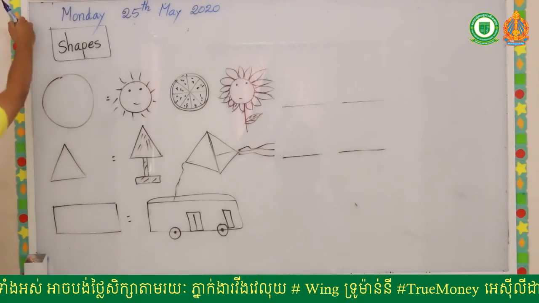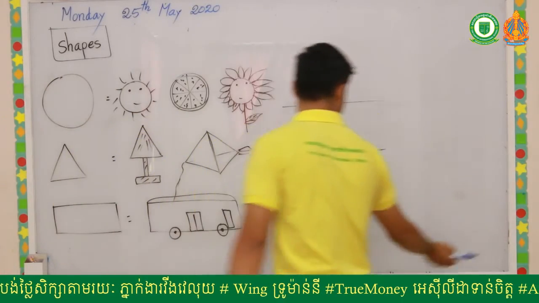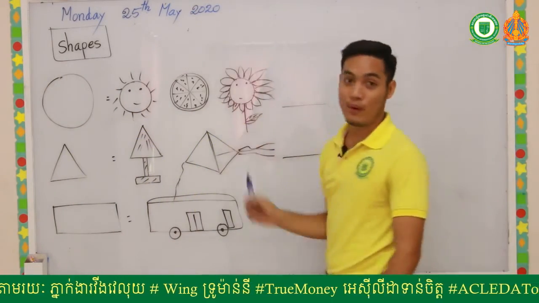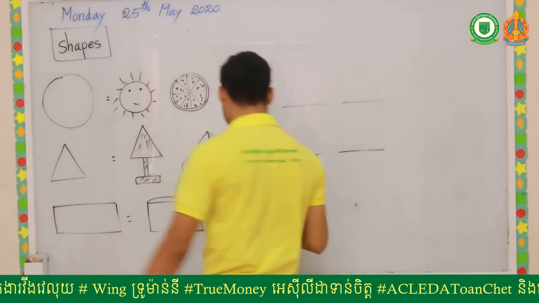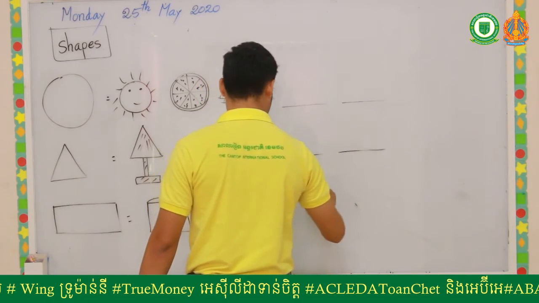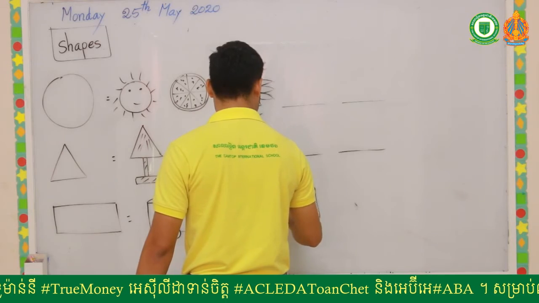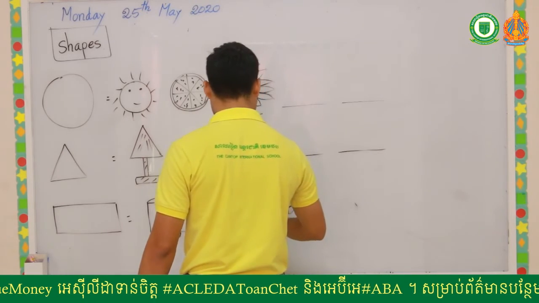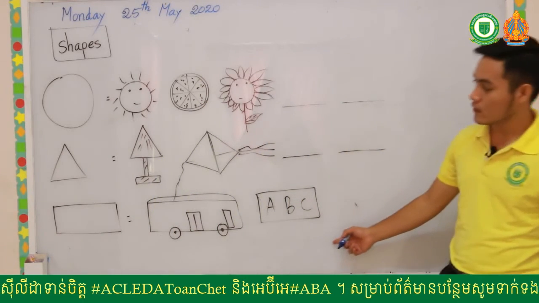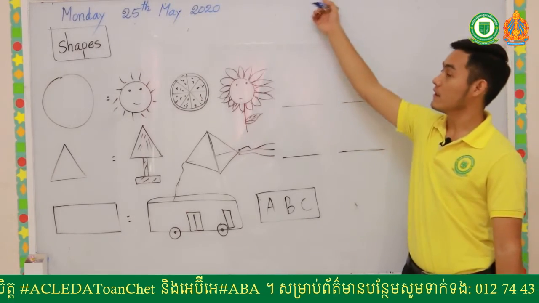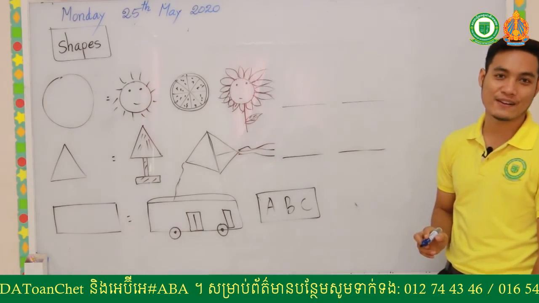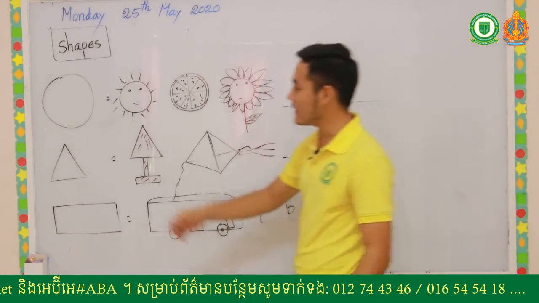Look here. What shape is the board? What shape is the board? So the whiteboard is the shape of rectangle. You see? The board also comes from the shape of rectangle. Good. So everyone read together here.